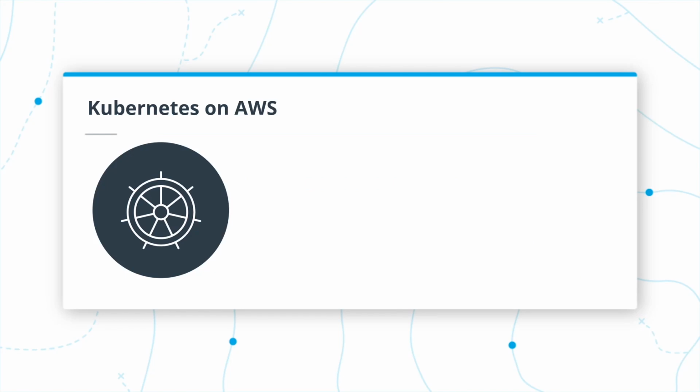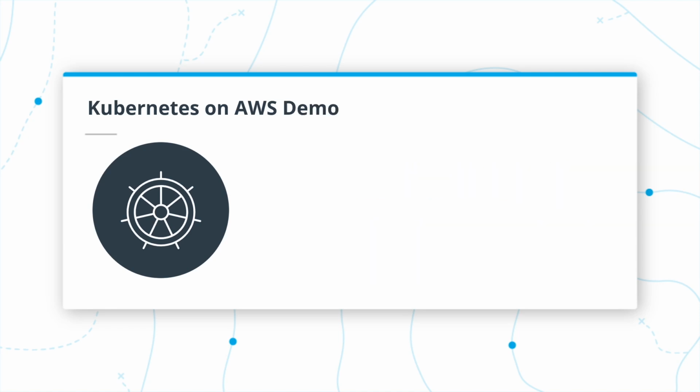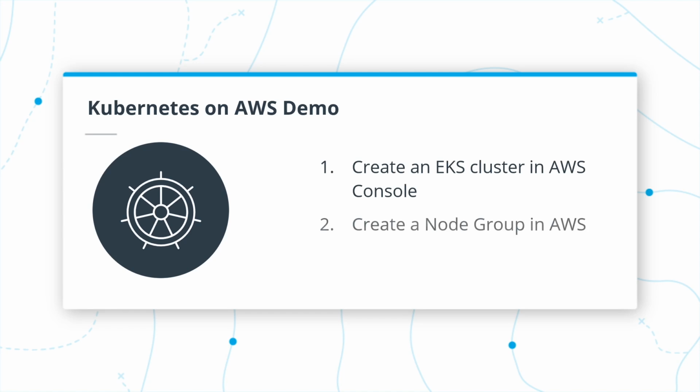AWS has its own offering for Kubernetes. Setting up Kubernetes from scratch isn't always the easiest thing to do though, so AWS has made it very easy to make Kubernetes available to use. So what we're going to do is walk through how we would use AWS to create Kubernetes clusters using the AWS console. We'll also walk through how we create node groups using AWS.